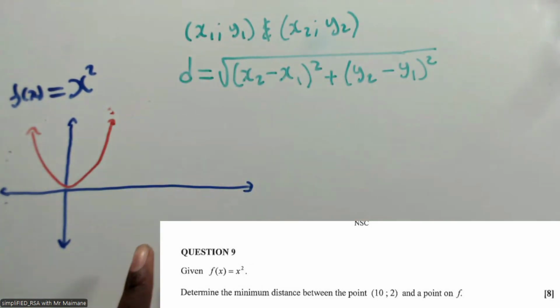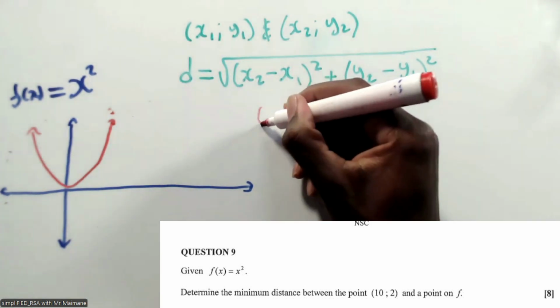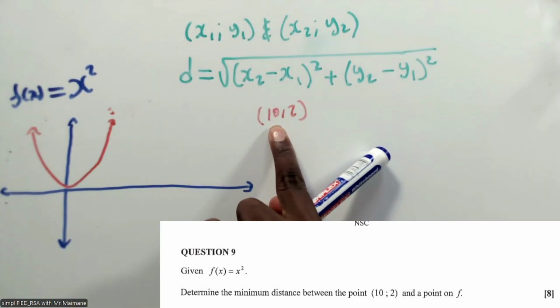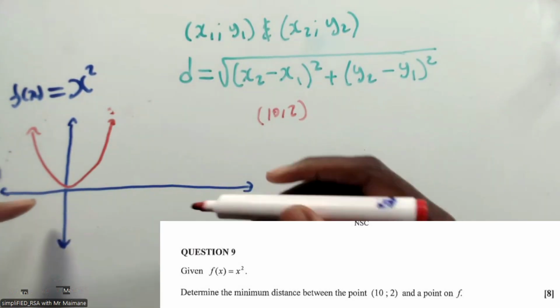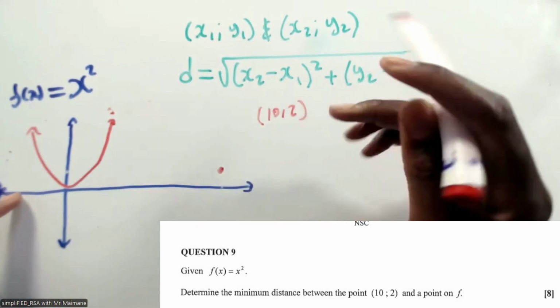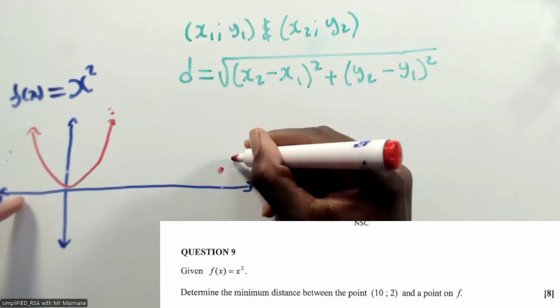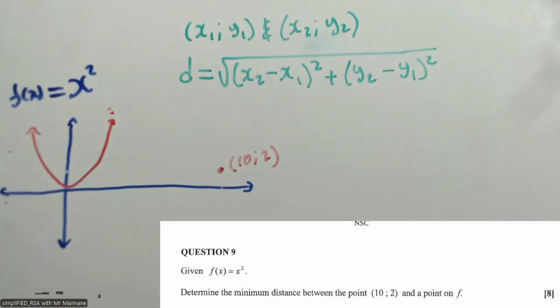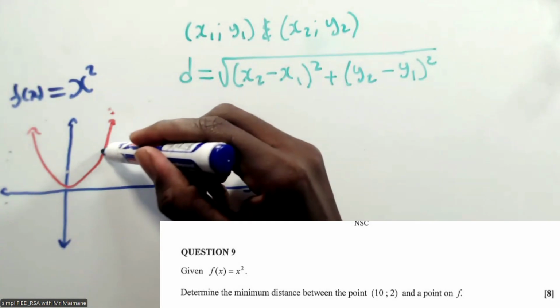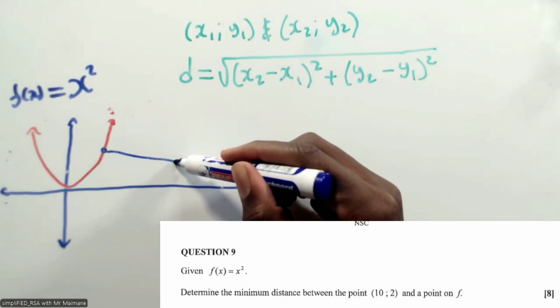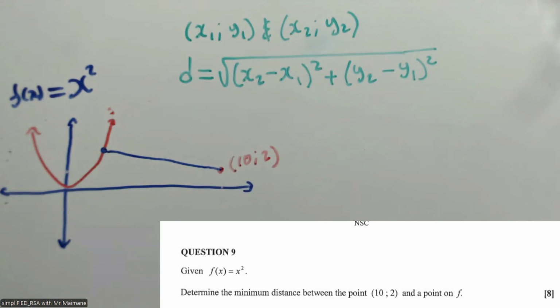Now I have a point which is (10, 2), meaning the value of x is 10 and the value of y is 2. Suppose I put the point somewhere here. Let me move it here. Suppose I put the point here. There goes my point (10, 2). And this point is at a distance with a point (x, y) that is on this. So there is my distance.